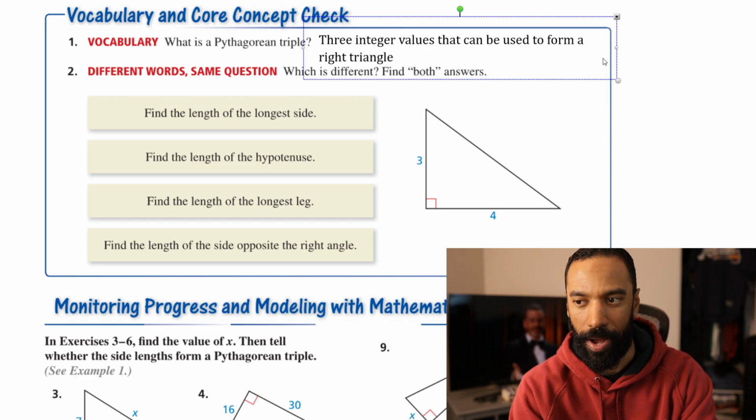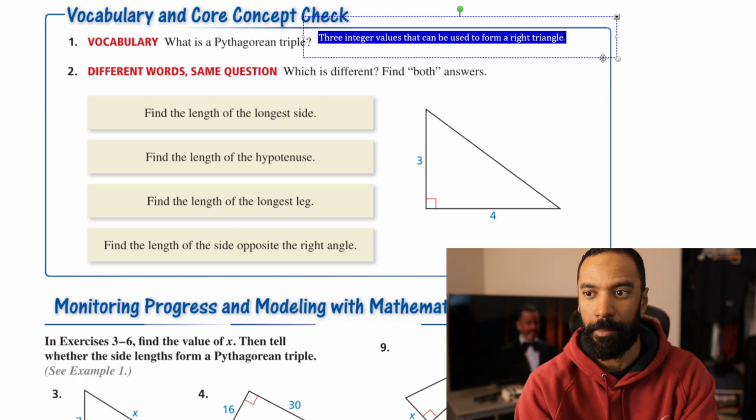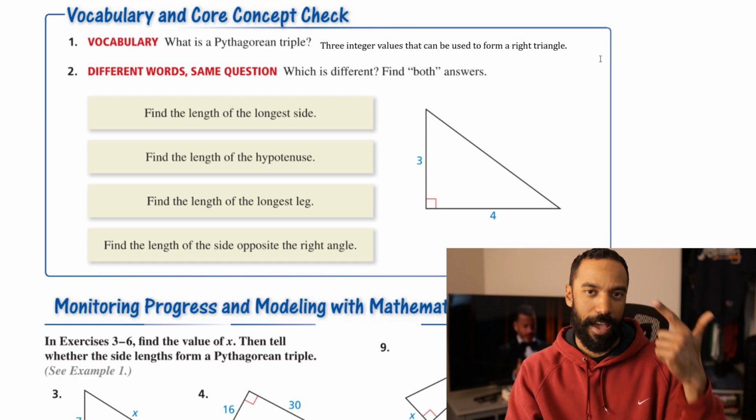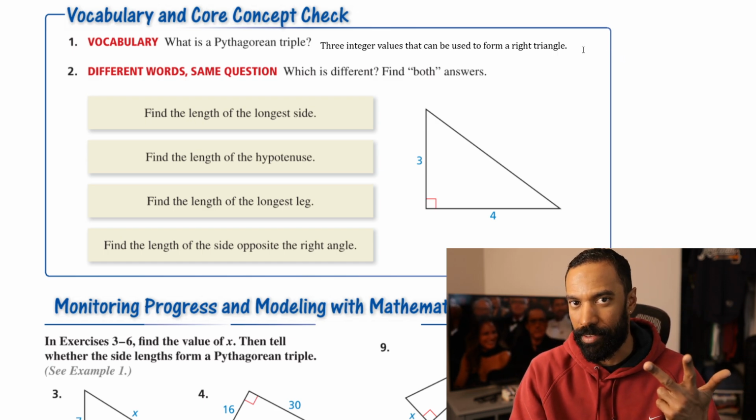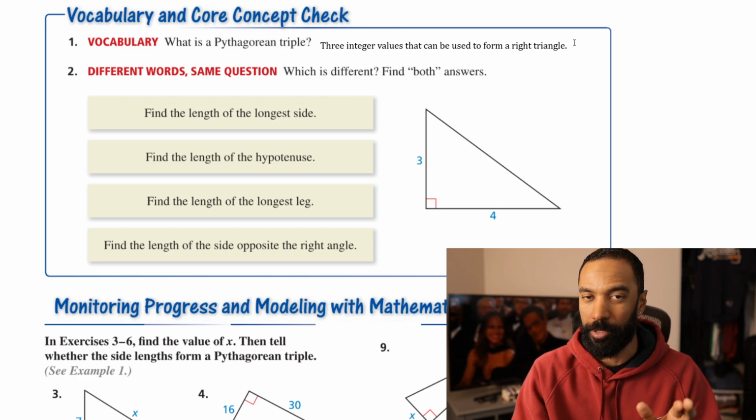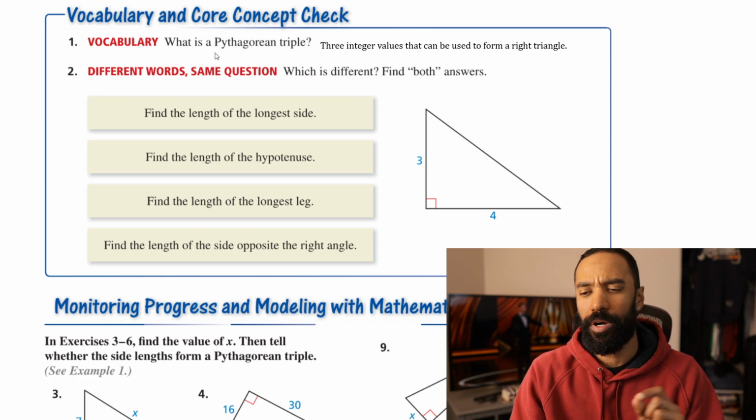Now, there are special ones that we use, if you remember them. It's going to take a while to remember them or to practice enough things until you know them. But 3, 4, 5, 5, 12, 13, 8, 15, 17, 7, 24, 25, and any other similar triangles that have integer scale factors.